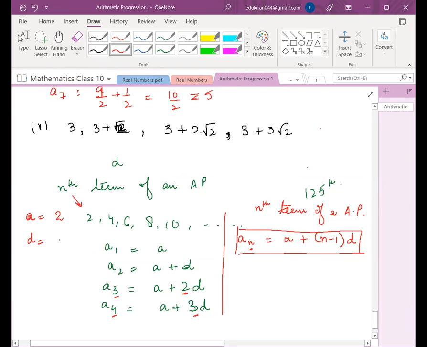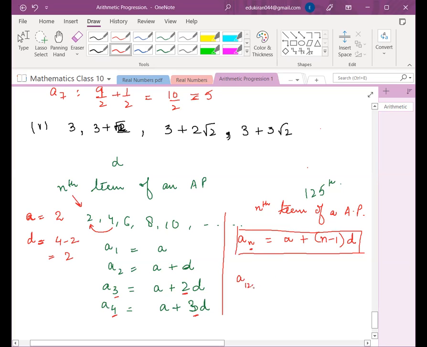Ma'am, I don't know. I forgot. Why did you forget, Abdullah? See, to find the common difference we subtract any two terms, right? Subtract these two terms. So 4 minus 2, how much do you get? 2, right? So the common difference is 2. First term is A. So put it in the formula. I want to calculate the 125th term.